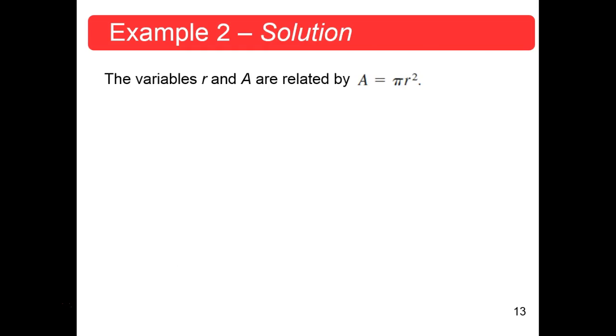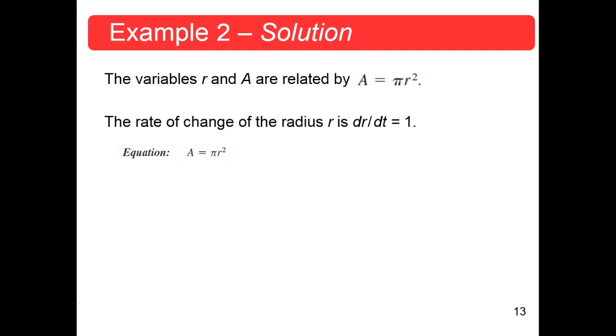Okay, so here's how the variables are related. If you take your derivative and the rate of change of the radius, dr/dt is 1, I would put the units in there, 1 foot per second. r is measured in feet, time is measured in seconds. So there you have that. And there they wrote it, dr/dt is equal to 1 foot per second. Find dA/dt when r is equal to 4 feet.